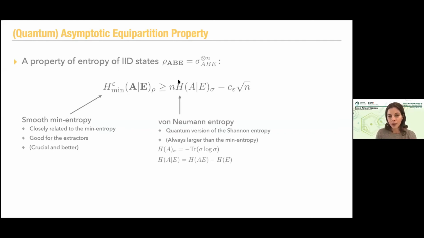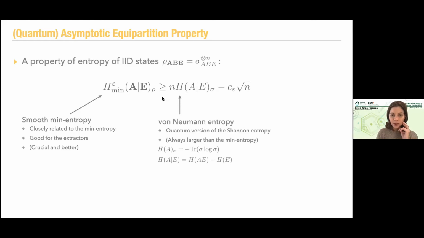Okay, the second entropy that we have here is what we call the von Neumann entropy, again the conditional von Neumann entropy. This is a quantum version of the Shannon entropy. If you've heard about the Shannon entropy from classical information theory, it's always larger than the min entropy. As the name maybe suggests, the min entropy is the minimal. These are the formal definitions if you care about them, but it's not relevant for us for the lecture. Okay.